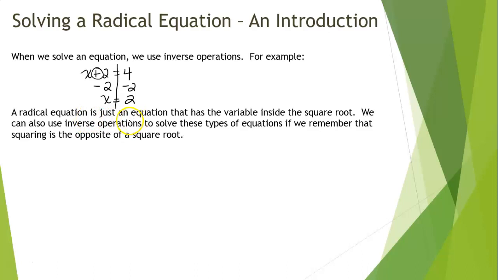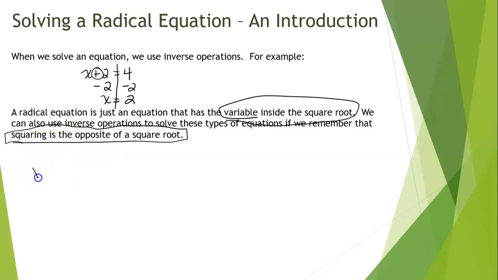A radical equation is just an equation that has the variable inside the square root. We can also use inverse operations to solve these types of equations if we remember that squaring is the opposite of a square root. So I want you to write down this thing that I just put in the box. Squaring is the opposite of a square root, and I'm going to show you why now.